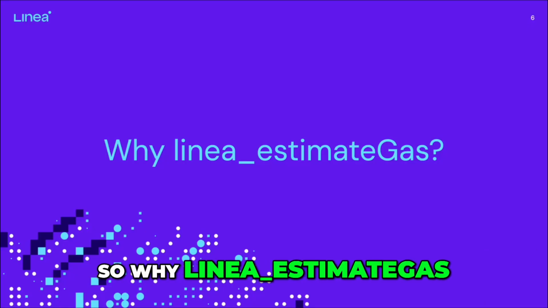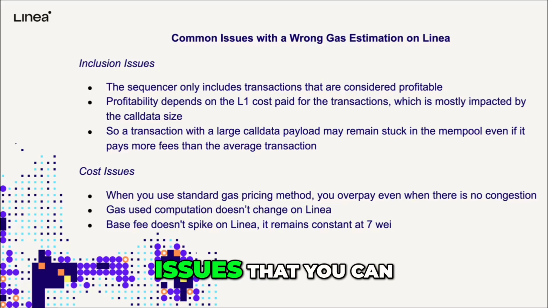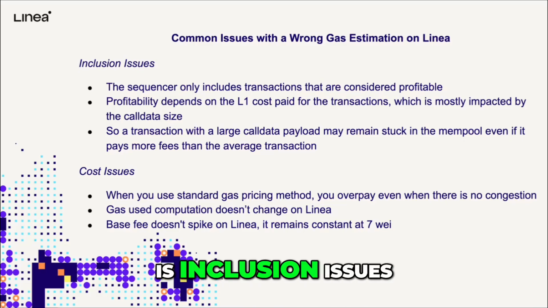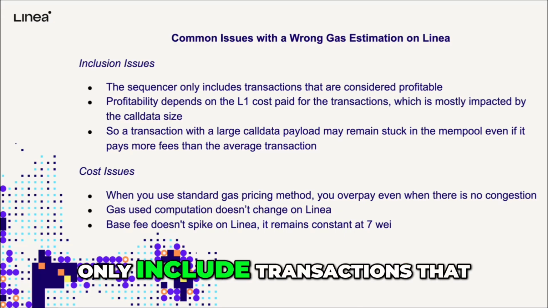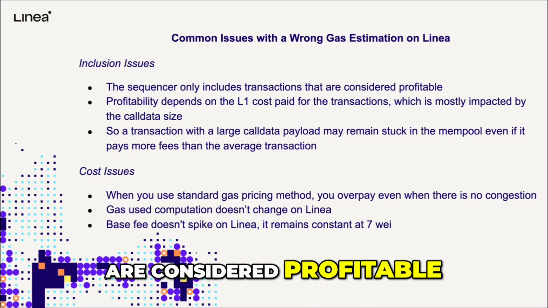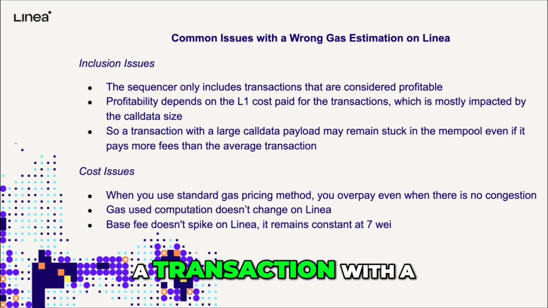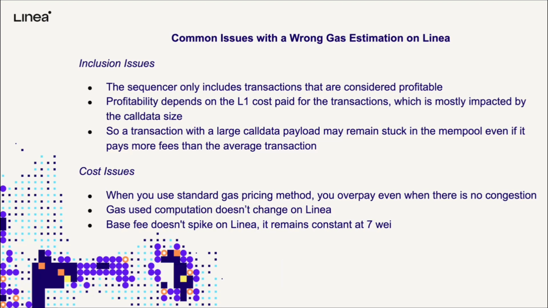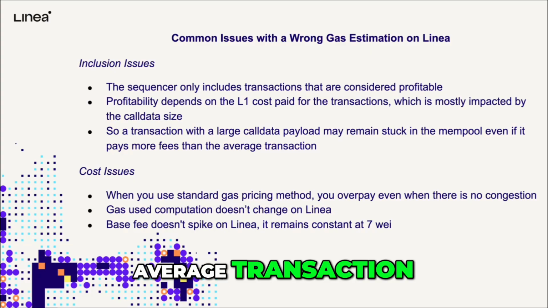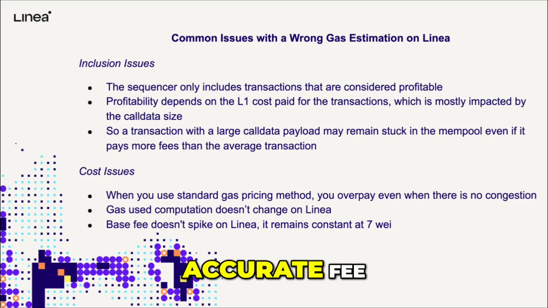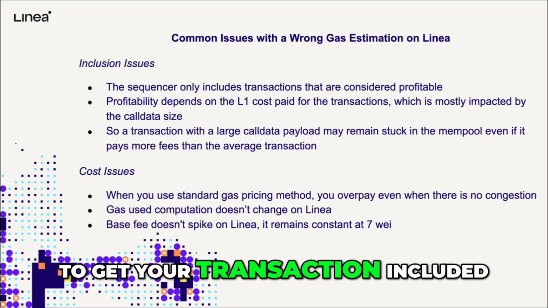So why Linea estimate gas? There are a few issues that you can have if you use the wrong gas estimation on Linea. The main one is inclusion issues, because the sequencer will only include transactions that are considered profitable. Profitability depends on the layer 1 cost paid for the transaction, which is mostly impacted by the call data size. So if you have a transaction with a large amount of call data, this transaction may remain stuck in the mempool, even if it pays more fees than the average transaction. That's why you really want to use Linea estimate gas, because it will give you very accurate fees to get your transaction included.